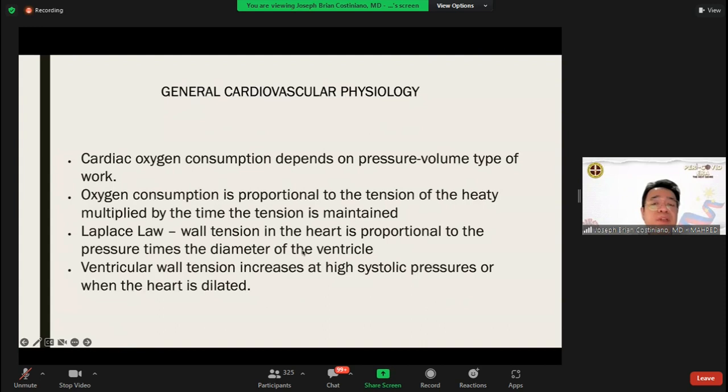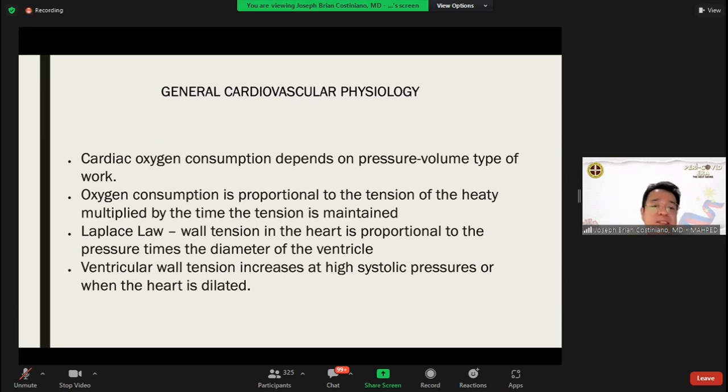Okay, so general cardiovascular physiology. General must-knows lang natin, no? So your oxygen consumption depends on the pressure-volume type of work of the heart. The greater the heart pumps, no, the greater the heart needs to work, of course, the oxygen consumption will increase. So it is proportional to the tension, no? To the tension multiplied by the time the tension is maintained in the heart.